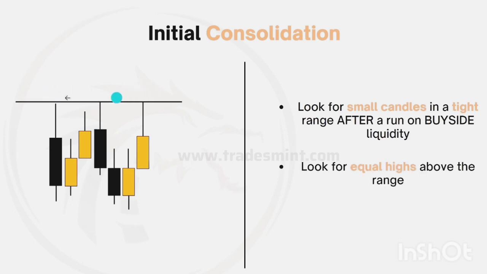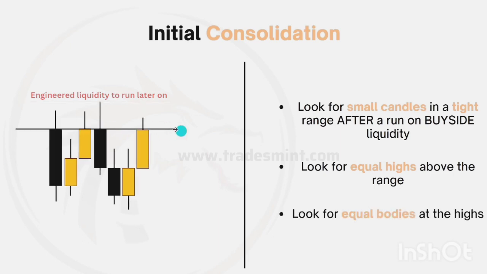We look for relative equal highs, which will make up the initial consolidation highs, and engineered buy side liquidity will rest above these highs. That will be a draw on liquidity when we begin the buy program of the market maker buy model. We can also look for equal bodies, and again, a large pool of liquidity will be resting above the bodies of the initial consolidation.